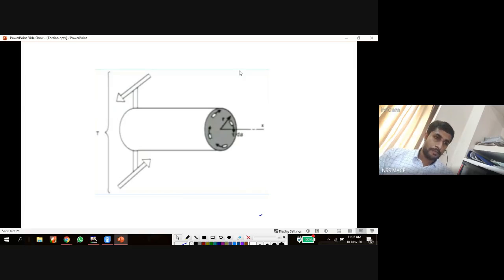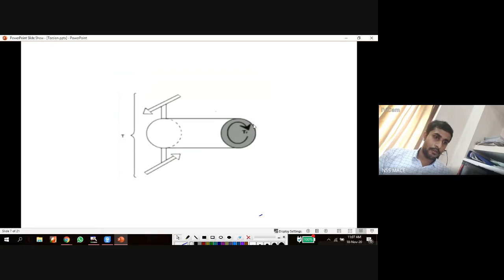Okay. So we already discussed this. When I apply an external torque, some resisting torque will be developed. Internal resistance torque will be developed across any cross section. I am going to discuss the reason for this, how this internal resistance torque is developed. Okay, I am going to explain that.